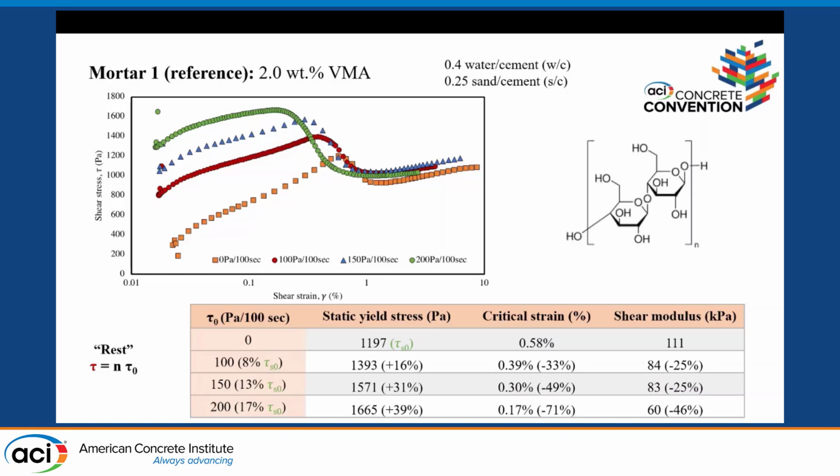The other thing that's interesting that's happening is my shear modulus is also dropping, right? So in this case, applying stress at rest, mimicking what's happening in the buildup phenomena, we see the static yield stress is increasing, strain is decreasing, shear modulus is decreasing.